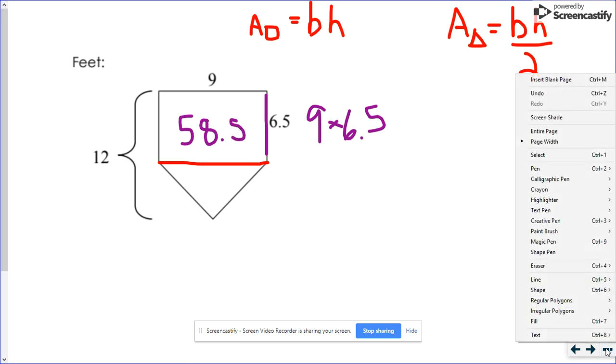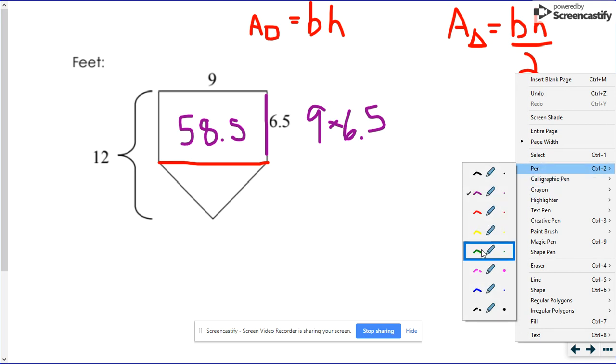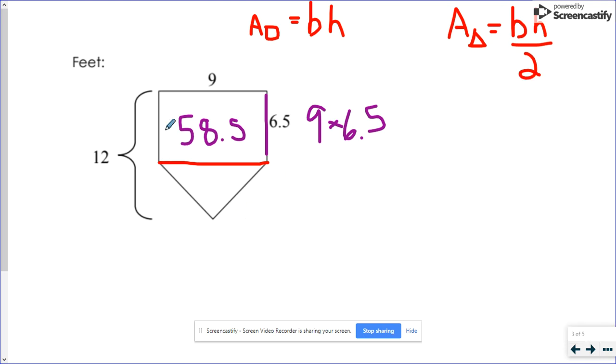I'm not done yet because I still have this triangle down here at the bottom. So I'm going to look at my formula and I need my base. My base here is the same as the base for my rectangle because they are connected. So I know that my base is 9. And I have to multiply that by the height of my triangle, and you'll see it doesn't actually tell me the height. So I have to use the information in the picture to find that out.